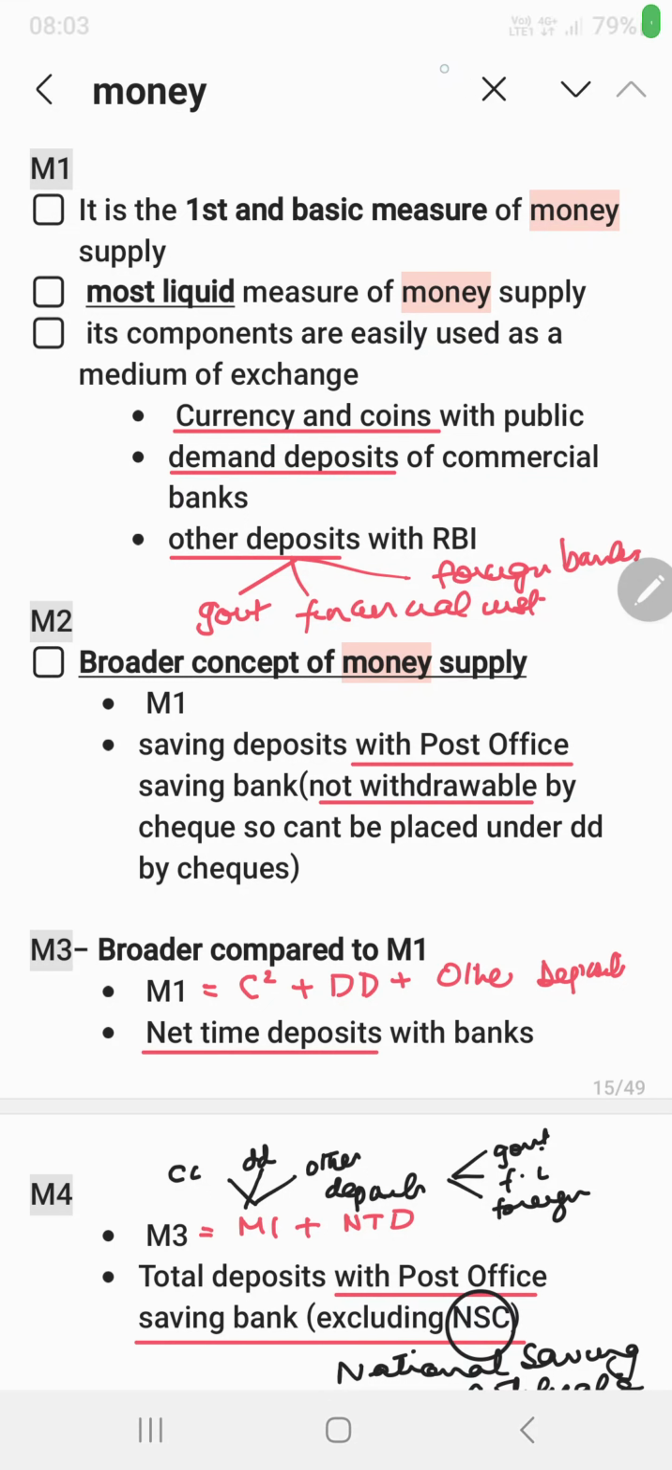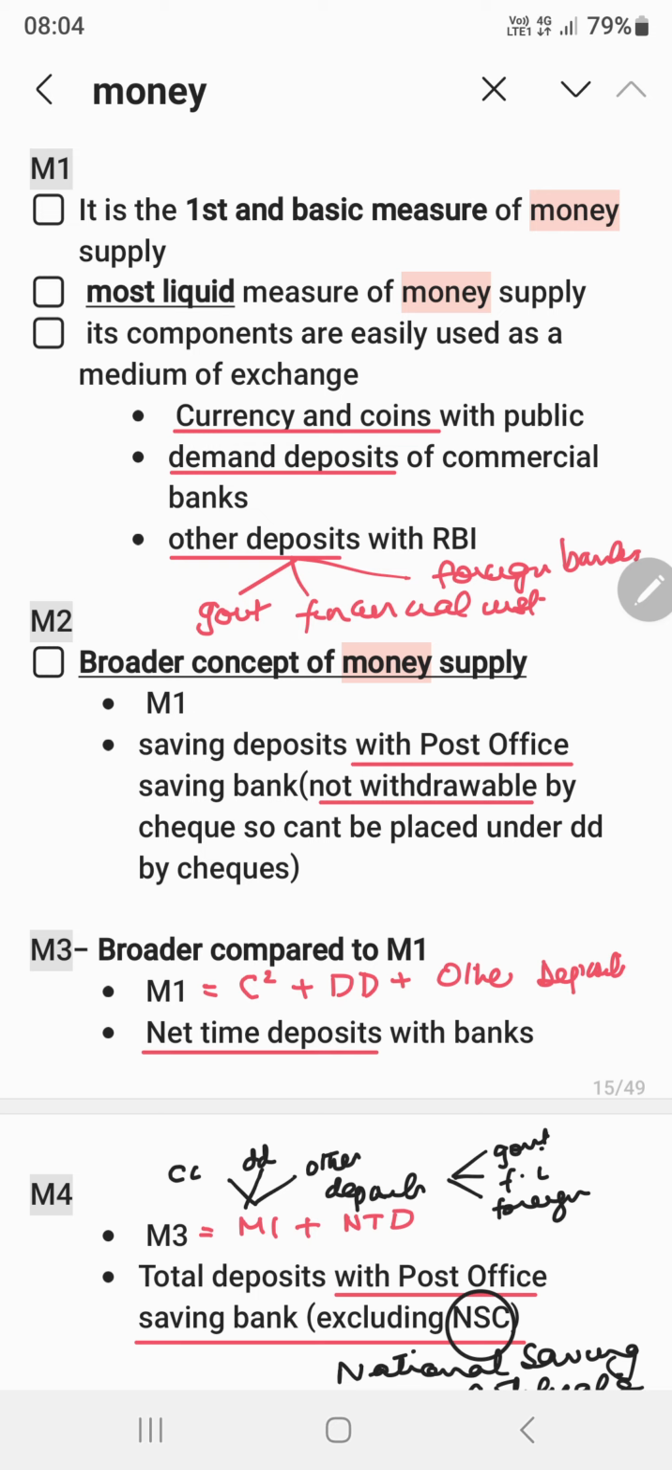Now we are going to learn about measures of money supply. In this concept, we must know that there were two measures of money supply. One was the narrow measure and the second one was the broader measure of money supply.